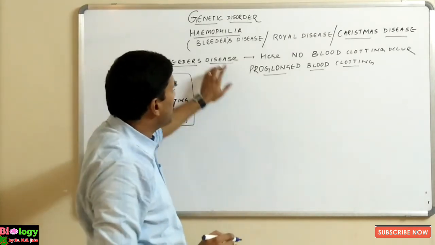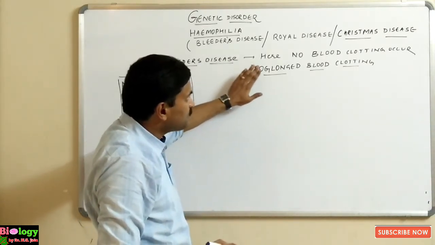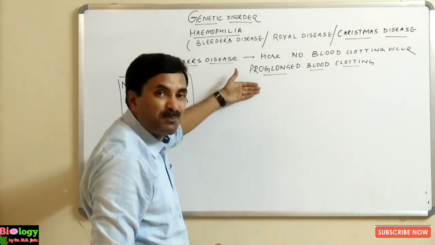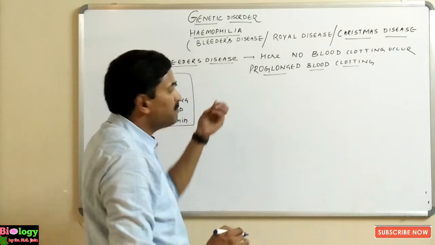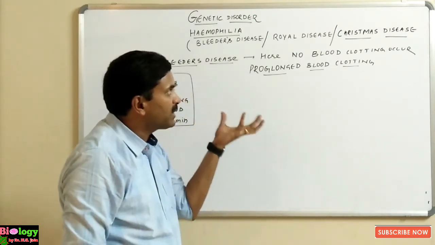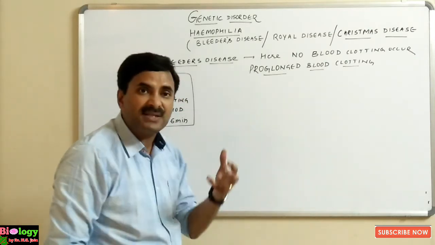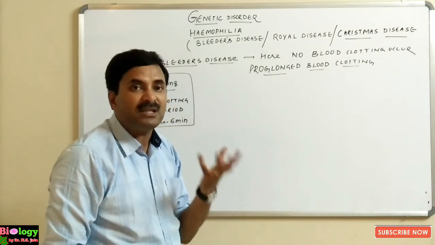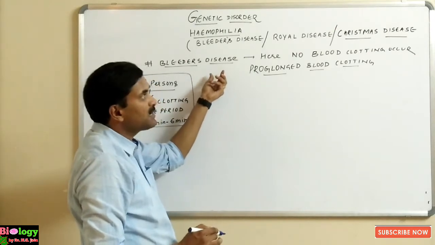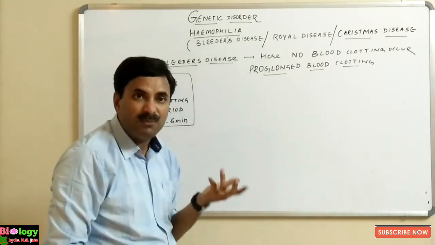But what about the persons who are actually suffering from hemophilia? In the hemophilic patient, no blood clotting occurs, or if clotting occurs, then it is prolonged blood clotting. Means by a minor injury, no clotting occurs, or if clotting occurs, it is prolonged. Due to the excessive bleeding, sometimes death may also occur. So it is called bleeder's disease.